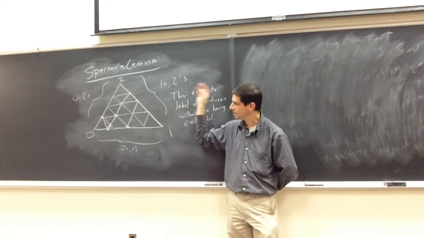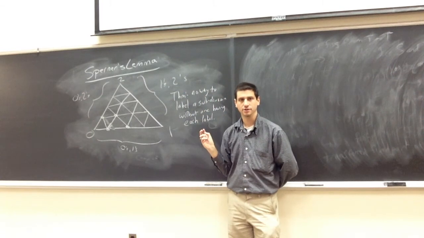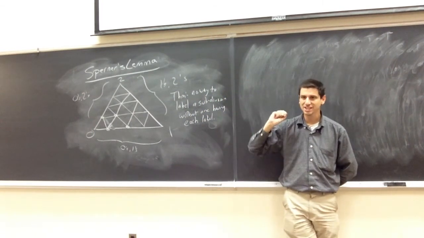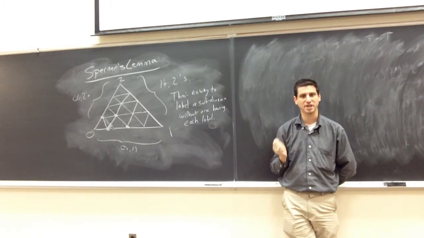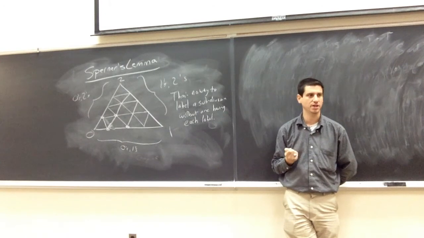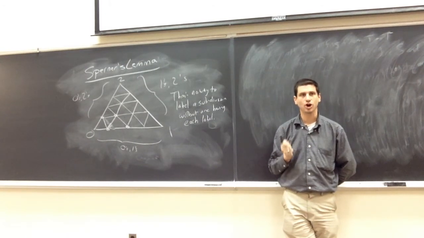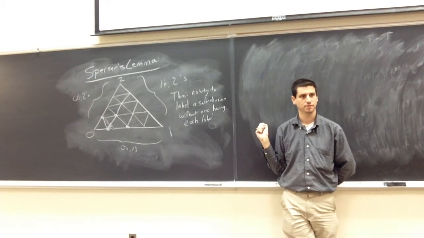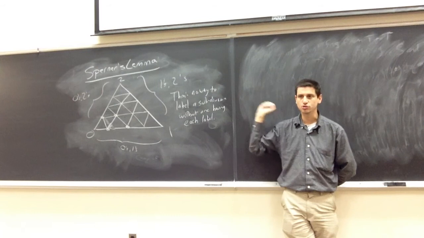So the question becomes, how do we prove that there is a solution? And the idea is one of the most clever tricks in mathematics in terms of counting. We don't have that many ways of counting in mathematics. So the first thing is to always know your objective. What is our objective here? What are we trying to do?